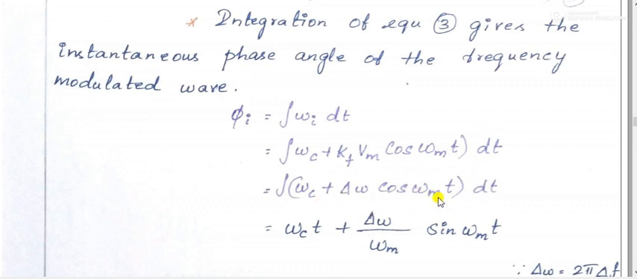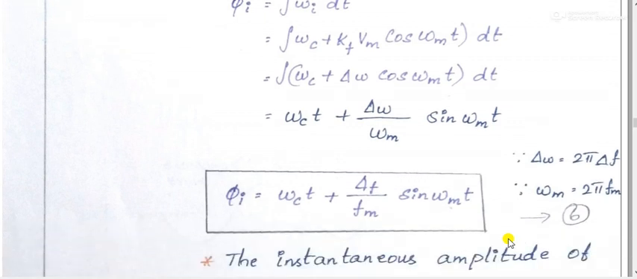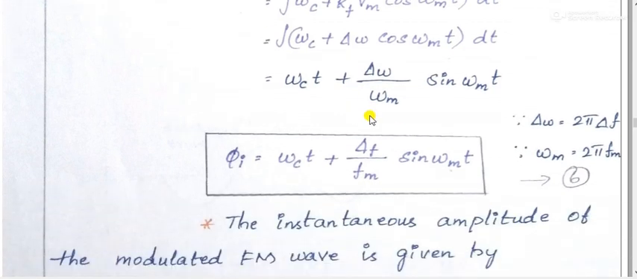Now we are going to integrate this term. Omega c is a constant, so the integration of a constant is t, plus del omega is a constant, cos omega mt, and the integration of cos omega mt is sin omega mt divided by omega m. So del omega by omega m into sin omega mt. This is the instantaneous phase angle of the frequency modulated wave. And here we can simplify this equation. Del omega is equal to 2 pi del f, omega m is equal to 2 pi fm, 2 pi cancel, so that del f by fm.